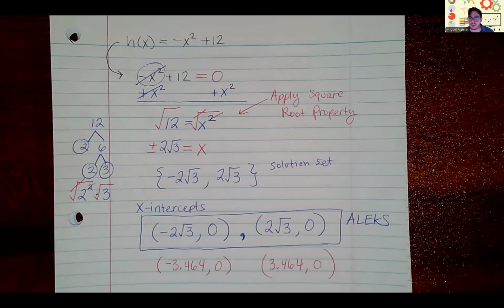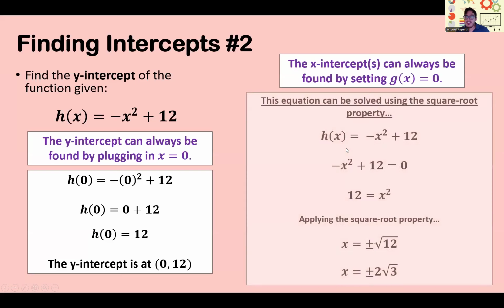And trust me, guys, we're almost done here. If you review the PowerPoint, I have these notes where I move the negative x squared over to the other side. Okay. And I did want to make a point here because some of you guys are going to be tempted to subtract the 12 over to the other side. And that's perfectly fine and legal. Okay. If we did that, we would get negative x squared equals -12.